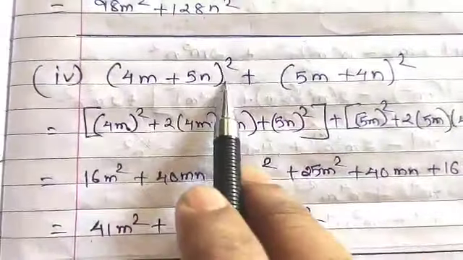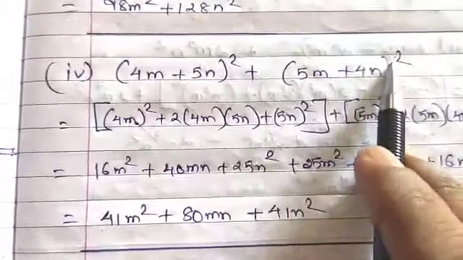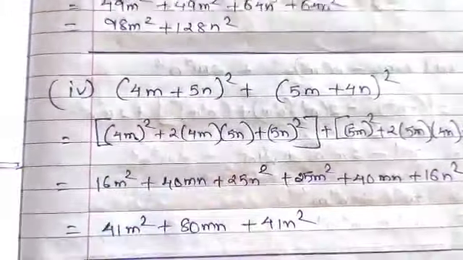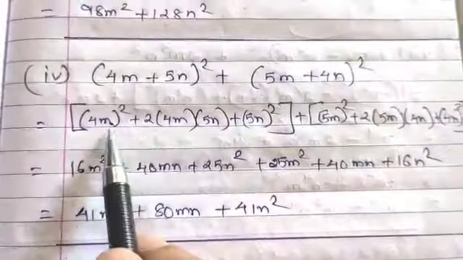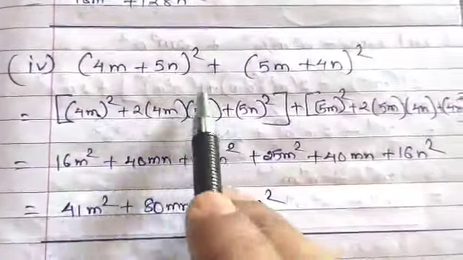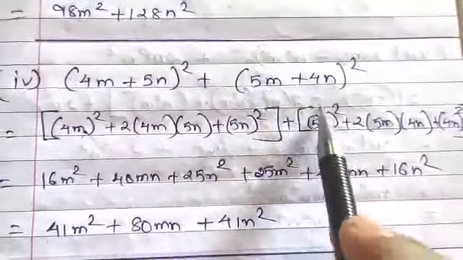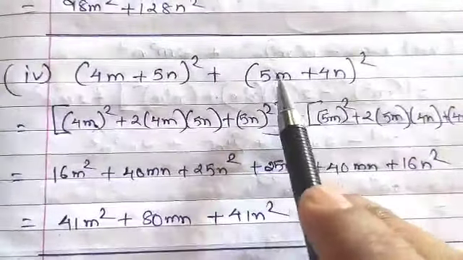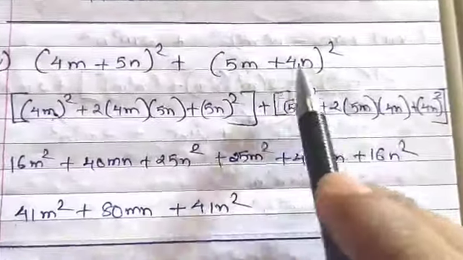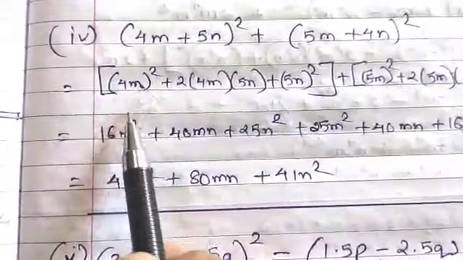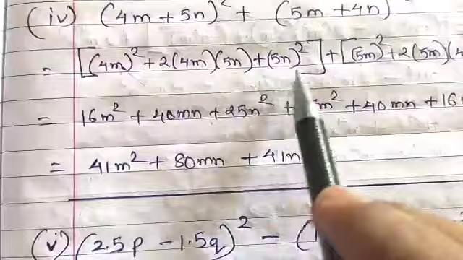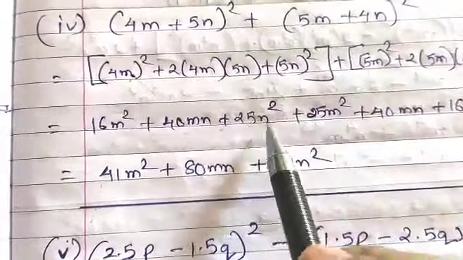(4m + 5n)² + (5m + 4n)². Now solve this first variable by applying the identity in one bracket, that is (4m)² + 2 × 4m × 5n + (5n)², and in another bracket (5m)² + 2 × 5m × 4n + (4n)². Now (4m)² will become 16m² plus 2 fours are 8, 8 fives are 40, 40mn plus square of 5n is 25n².